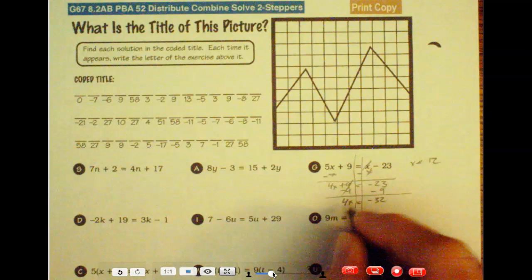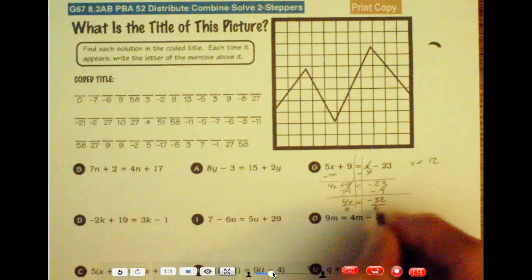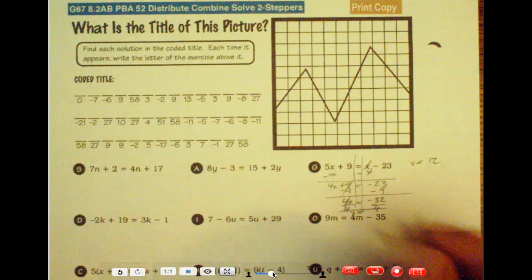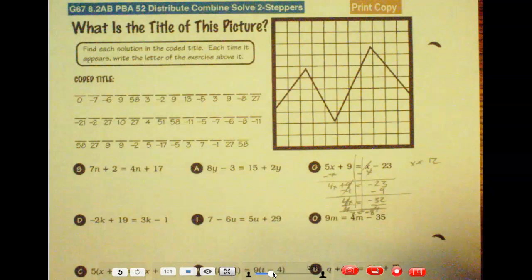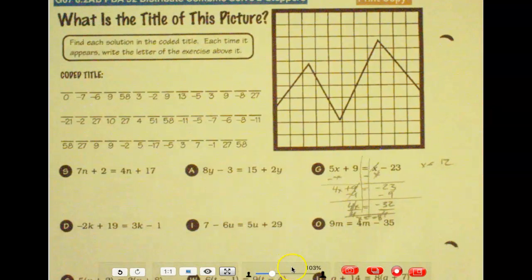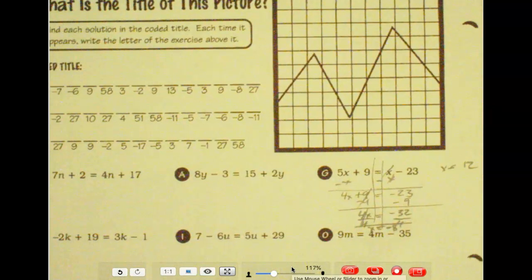Now I can divide by 4. I can divide by 4. And finally, I'm going to get that down to x equals negative 8. Get that a little bit bigger so you can see it. So we've got a negative 8.